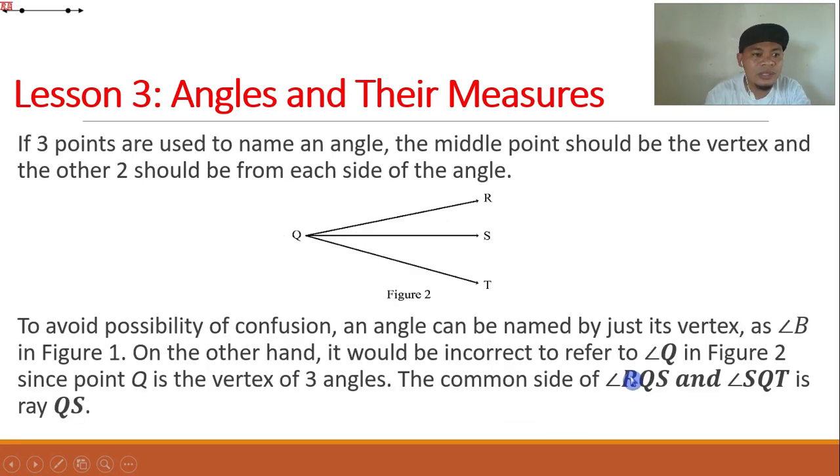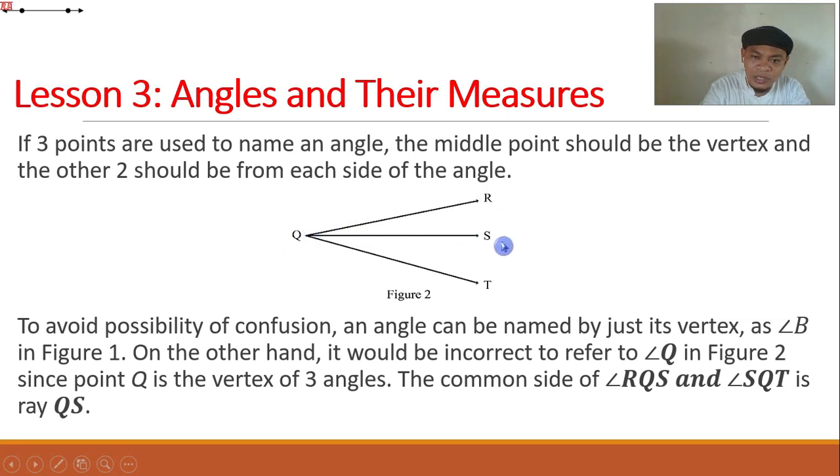Okay. Next, still on angles and their measures, if 3 points are used to name an angle, the middle point should be the vertex and the other 2 should form each side of the angle. So, for figure number 2, we have here tatlong rays, di ba? Ray QR, ray QS, and ray QT. Okay, so our angle, this one, angle RQS, diba?